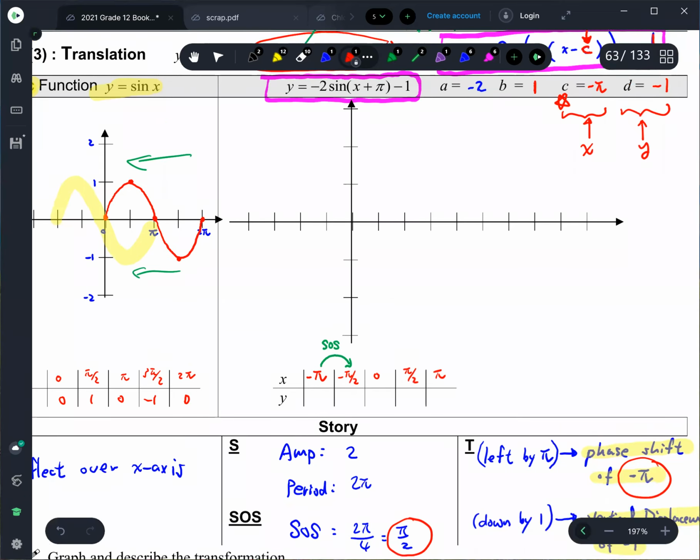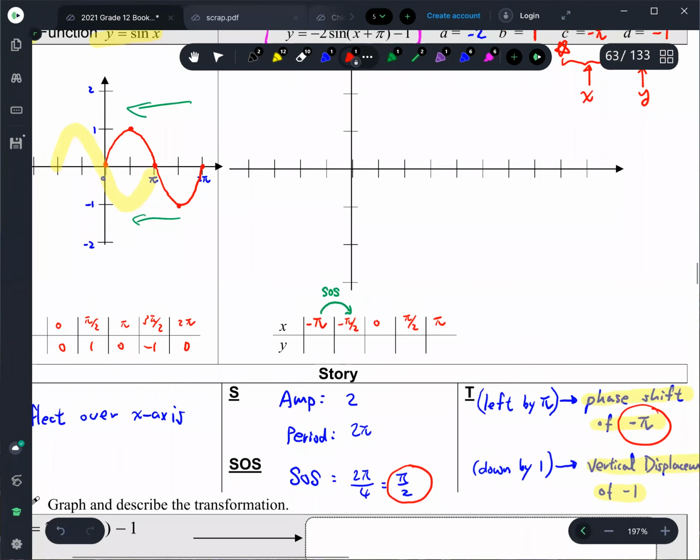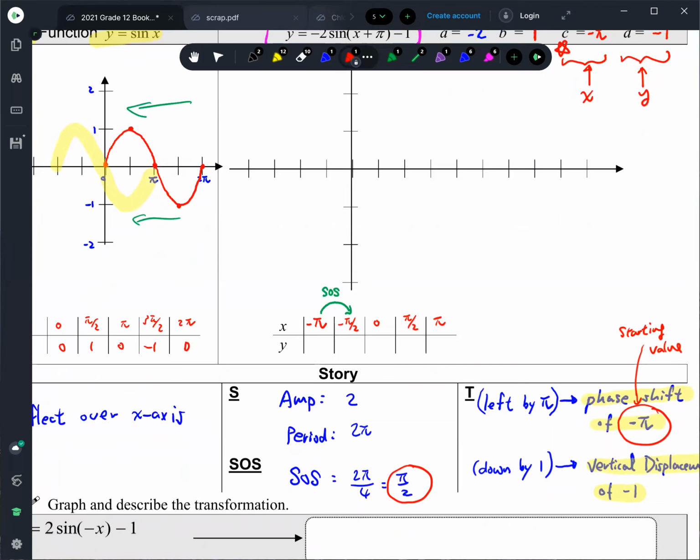Okay, so this is your starting value for x. Okay, everyone got this part? Instead of starting from 0, you start from negative pi and then you use the step pi over 2.